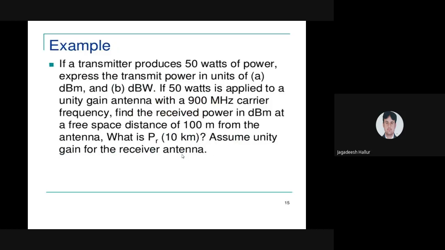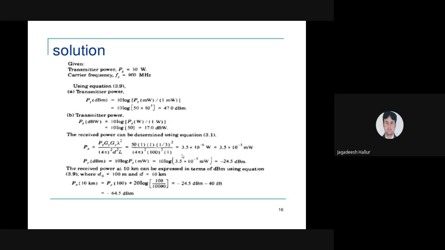If 50 watts is applied to an antenna with unity gain, unity gain is nothing but GT GR becoming 1, with a 900 megahertz carrier frequency. Frequency is given, so we can calculate lambda. Find the received power in dBm at a free space distance of 100 meters. The distance D is given, that is 100 meters from the antenna. Assume unity gain for the receiver antenna. This is the solution for that example.